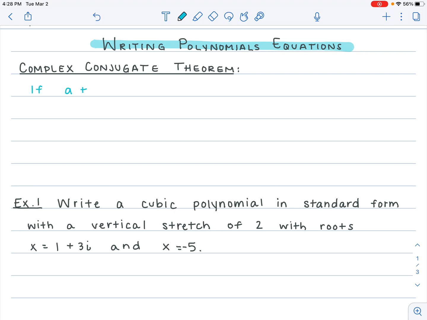This states if a plus bi, so that complex number, is a root of a polynomial, then its conjugate. Remember, conjugate means you change the sign in between. So a minus bi is also a root.